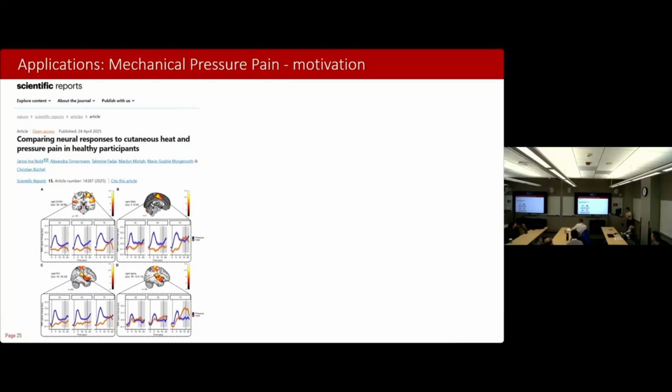This figure shows the activation time course in 4 brain regions. The blue represents pressure pain and orange is thermal pain. And the 3 plots represent pain levels of 30, 50, and 70 out of 100.